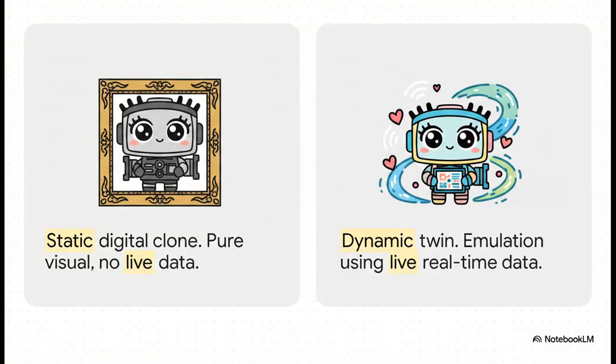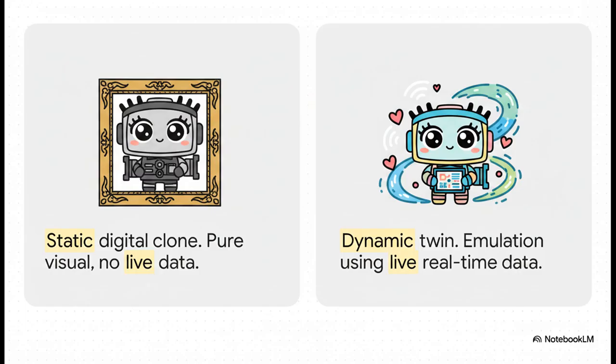Here is the absolute crucial point. Honestly, if you take away just one thing from this explainer today, let it be this. A virtual clone without a live data stream from the physical world is just an avatar. It is not a true digital twin. A static digital clone is purely visual. Sure, it might look exactly like a real-world jet engine or a massive skyscraper, but it's basically just a 3D photograph. A true digital twin, on the other hand, is alive.